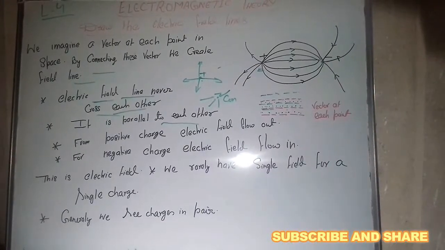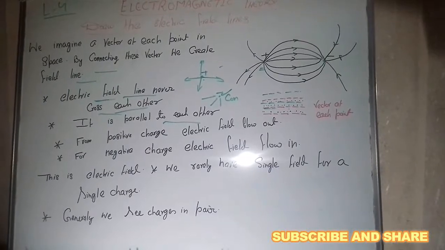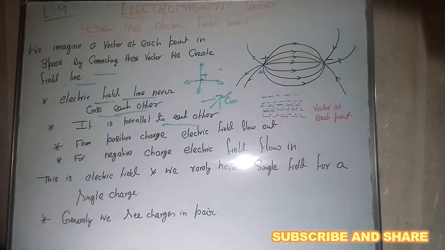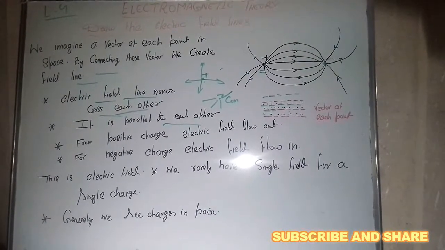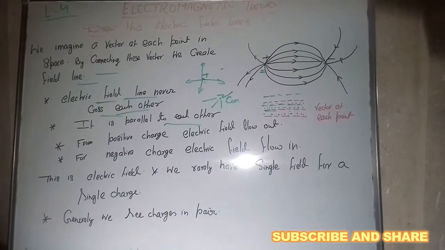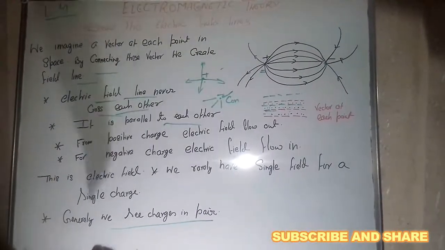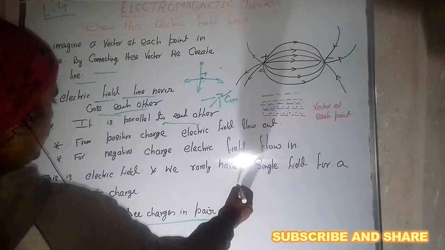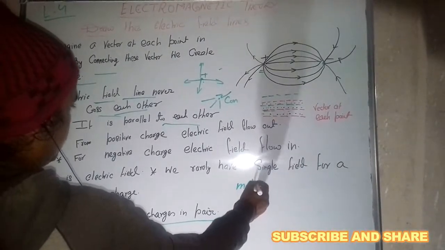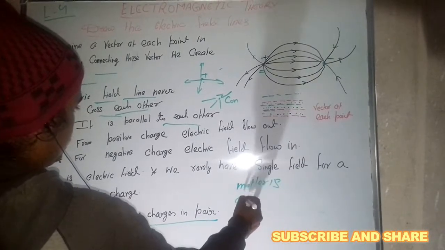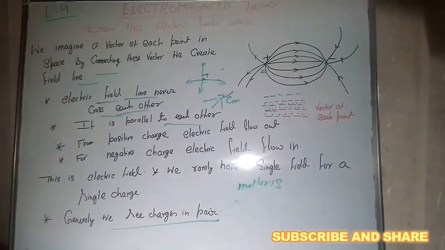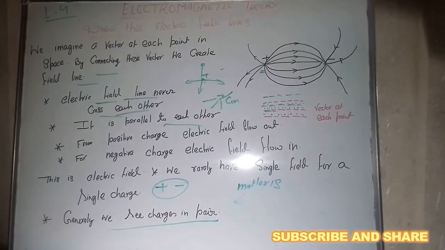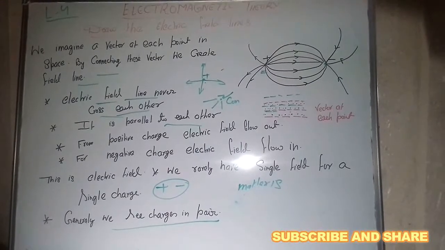Another important aspect is that in nature we rarely see a single charge, or a single field line originating from a single charge. Generally we see charges in pairs. We know that all matter is neutral. It means positive charge and negative charge cancel out and it becomes neutral. So all matter has neutral charge.